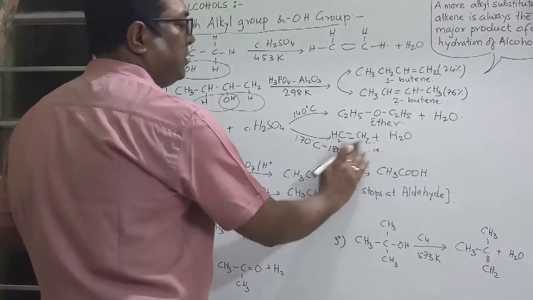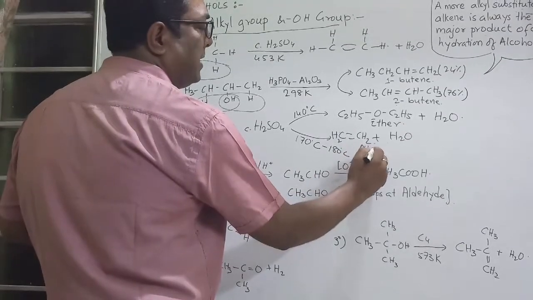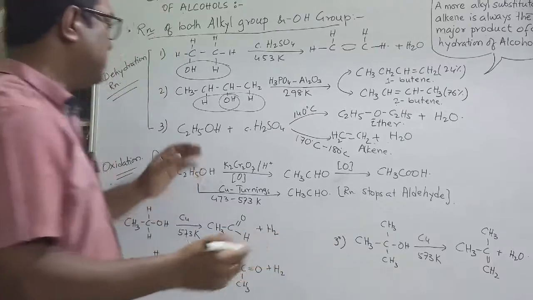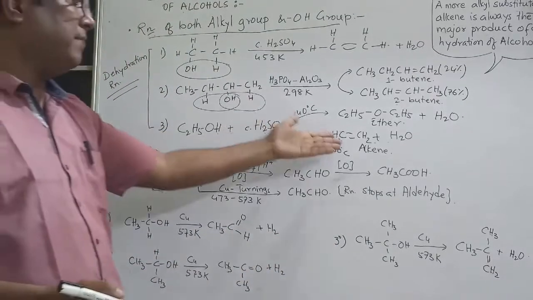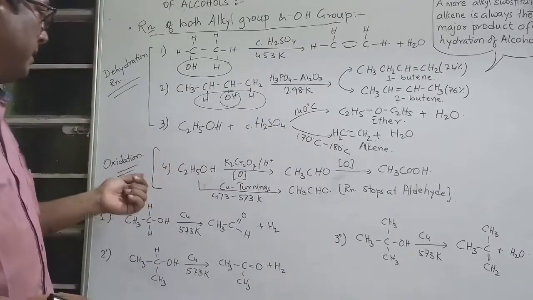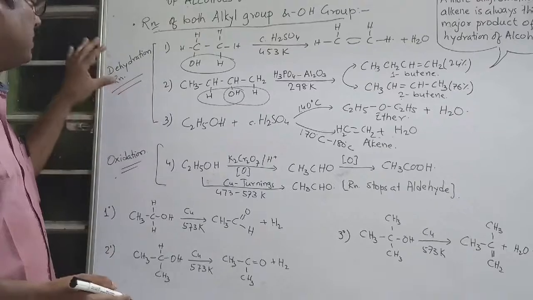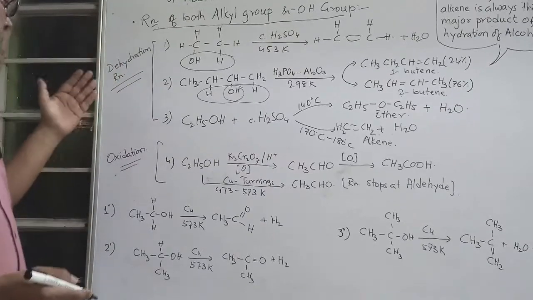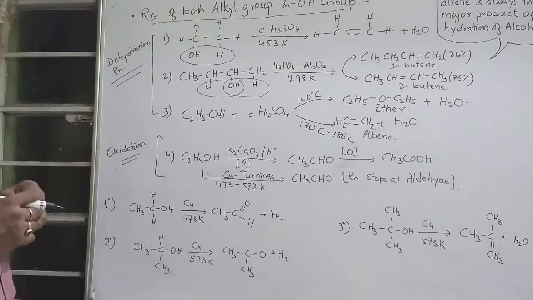So they are going to give you alkene. Here I gave you an example of ethene. And this is all about the dehydrating property. And let us go on to the oxidation now.